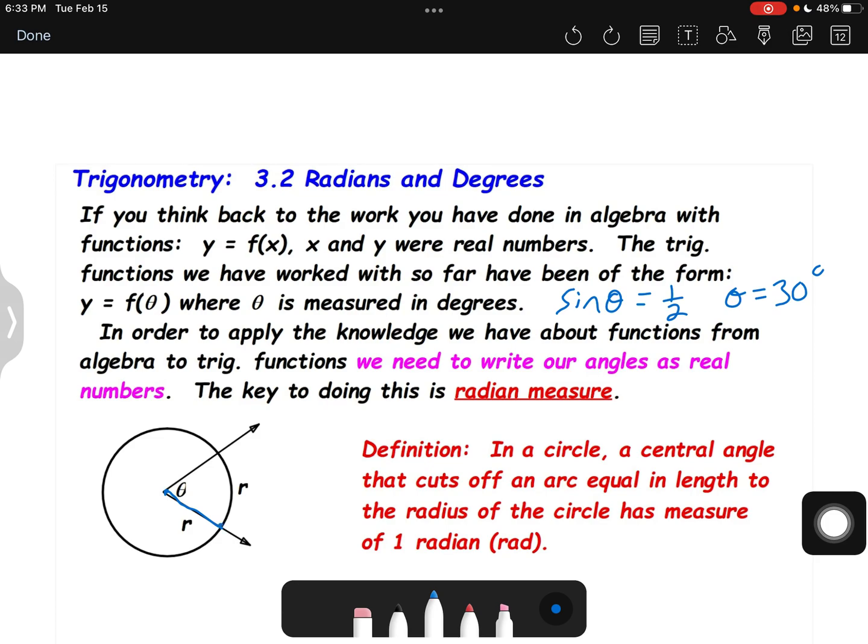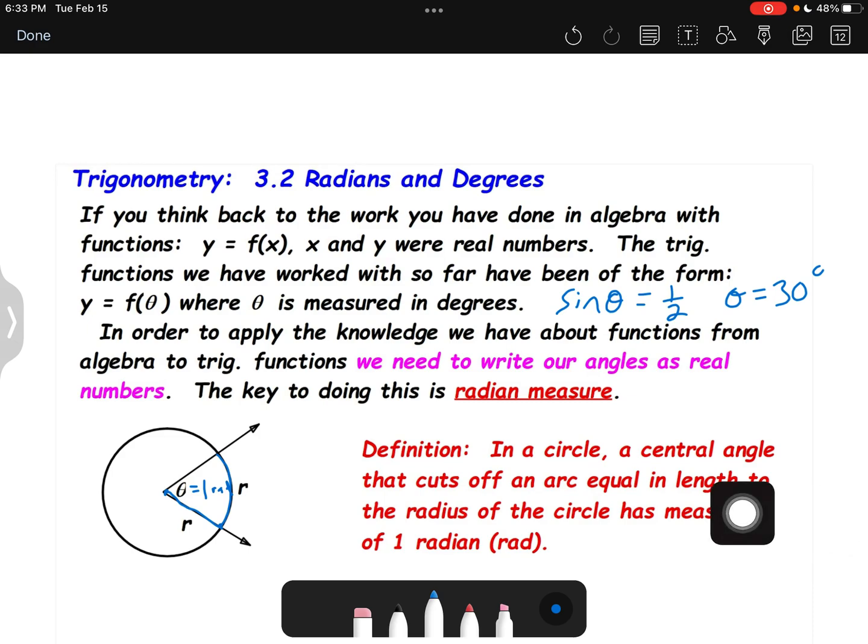If we were to take that length and wrap it around the arc of the circle, those two measurements would be the same, and then we would say that this central angle is 1, not 1 degree, but 1 radian. You don't have to label it. If you don't put the degree mark, it would be assumed to be radians, so 1 radian is what we'd have there.